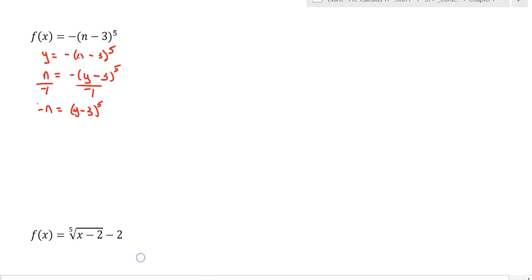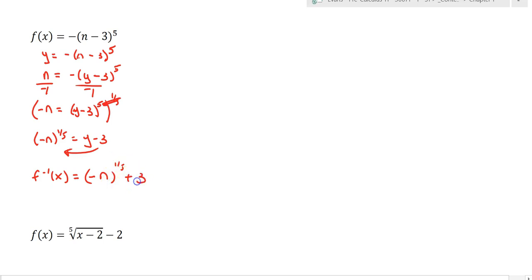And now to get rid of a fifth power, I'm going to take everything to the 1/5 root, because then that's going to cancel those out. So I'm going to get negative n to the 1/5 has to equal y minus 3. And now I can move that 3 over, and I'm almost done. f negative 1 of x is going to equal negative n to the 1/5 plus 3. And that's your function.